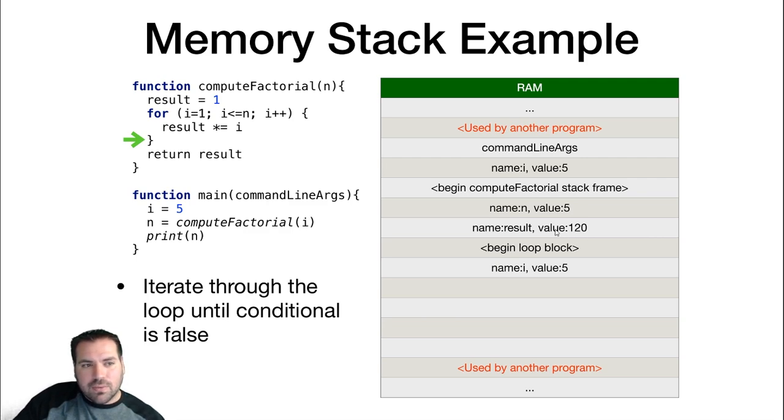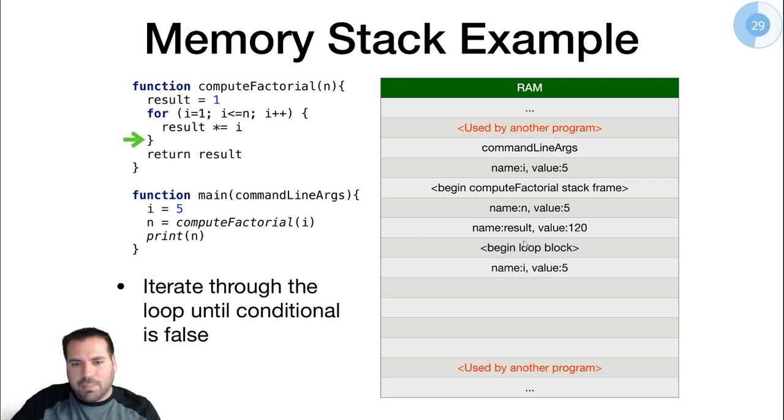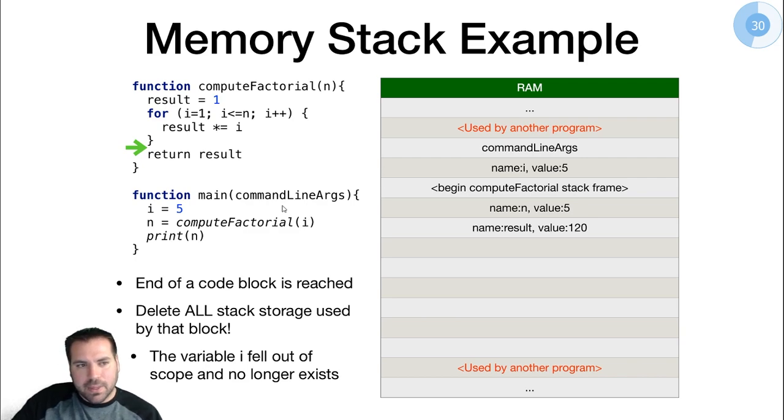Now notice that result was declared outside of the loop block. So it was created in the stack frame, but not in the loop block. So when we get to the end of this loop, we're going to destroy every variable that was created as part of that loop, including the variable that we used for iteration. All of that gets destroyed. So if we did declare result inside the loop, when we get to the end of the loop, result would be destroyed. It would be erased from the stack completely. We hit the end of a block, everything in that block is gone. We destroy that memory. It's all gone.